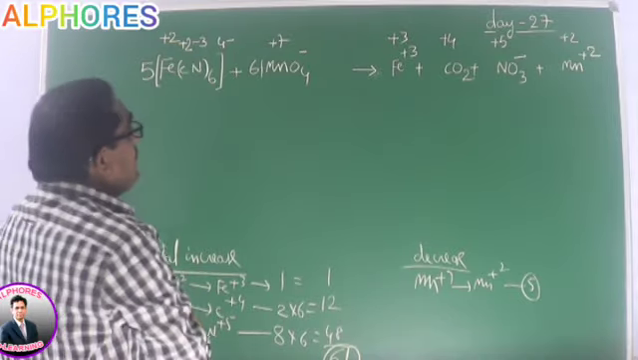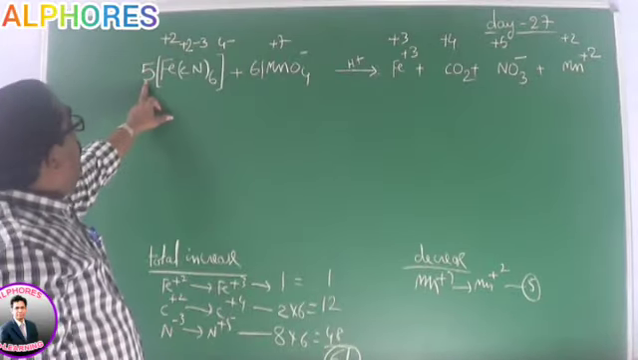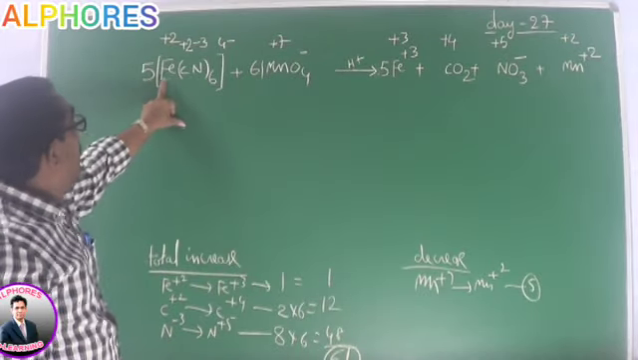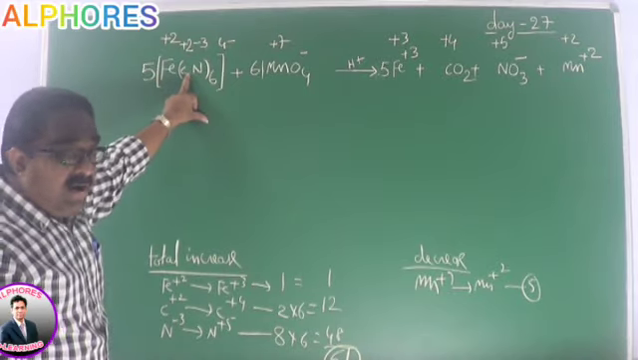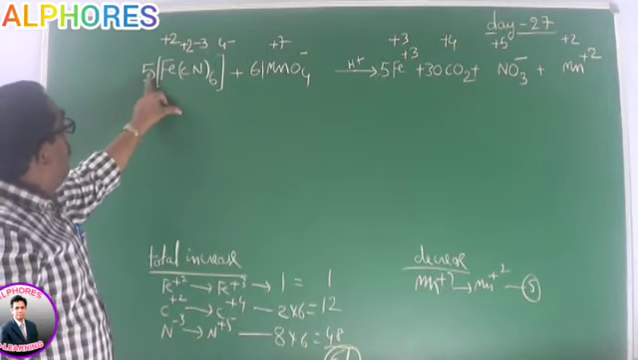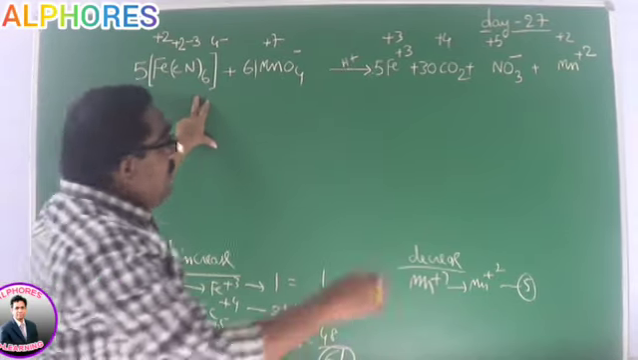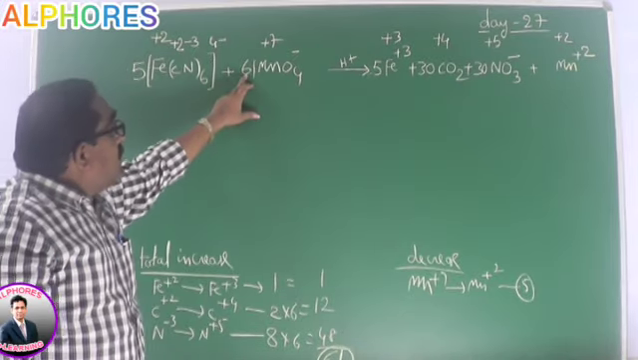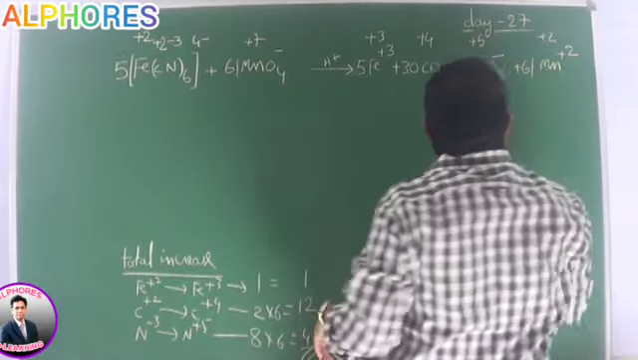No doubt this reaction is in acidic medium, as given. Now 5 irons, so 5 Fe2 plus gives 5 Fe3 plus. 5 into 6, concentrate students, 30 carbons, so you should write 30 here. 5 into 6, 30 nitrogens, so you should write 30 again. Next 61 manganese, so manganese on that side you should also balance with 61.